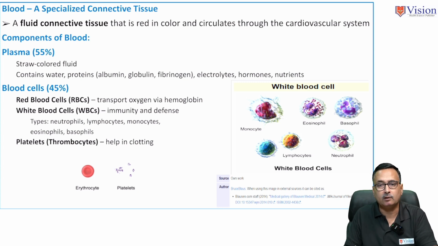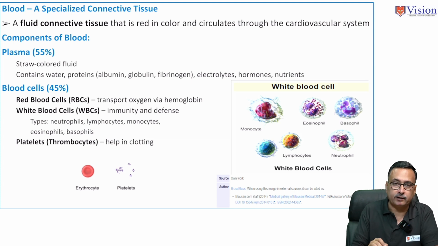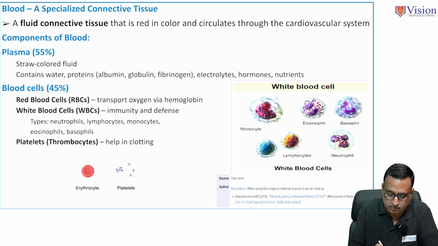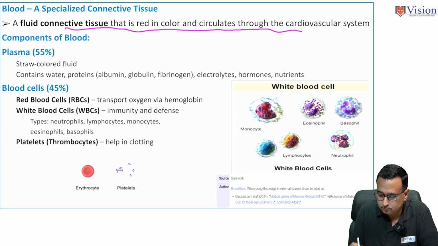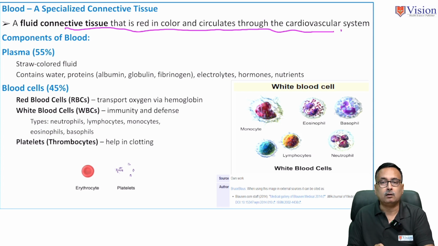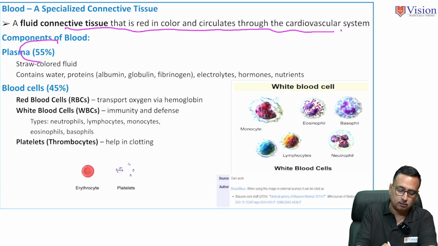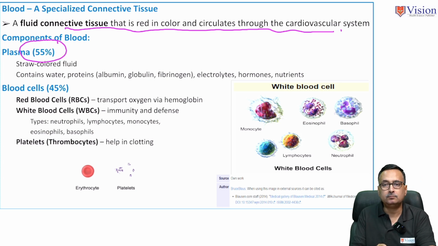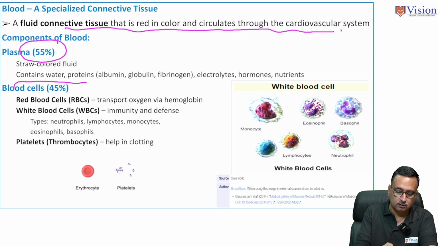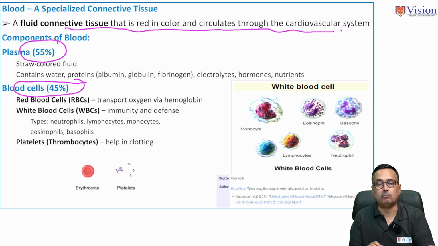Blood is a red colored fluid that flows in blood vessels. Blood is composed of two components. One is plasma and another is cellular components or blood cells.